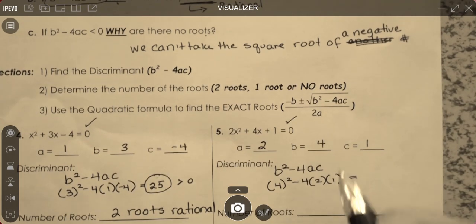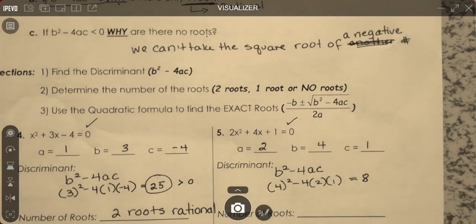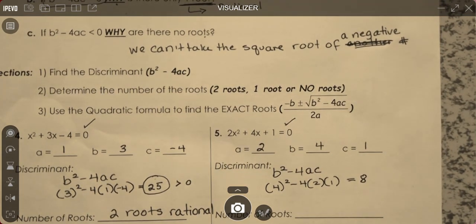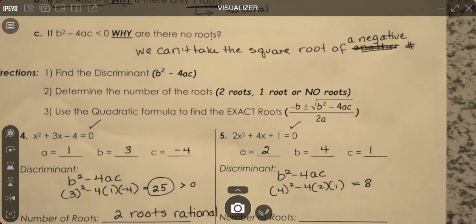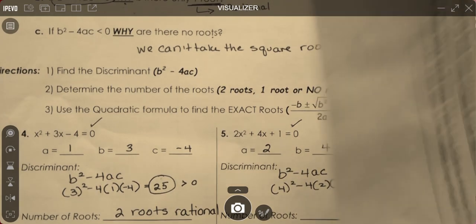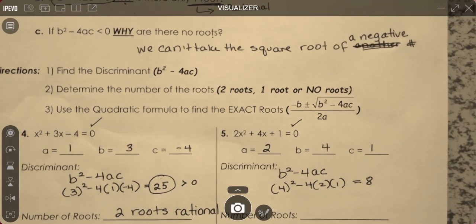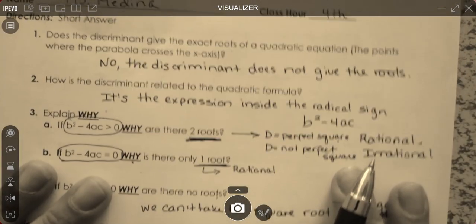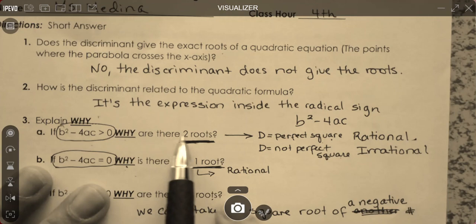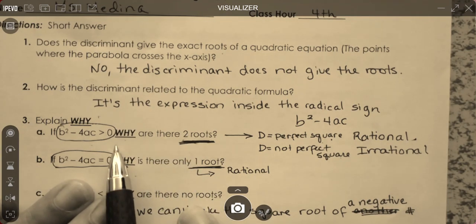Do we all agree? All right, so based upon the value of the discriminant, are you going to get 2 roots, 1 root, or 0 roots? 2 roots? All right, yes, we're going to get 2 roots because it's greater than 0, right?